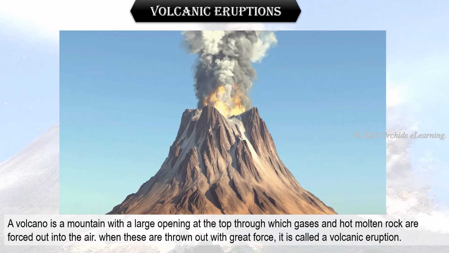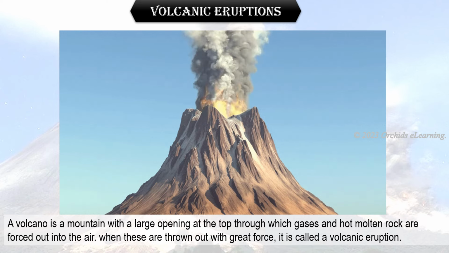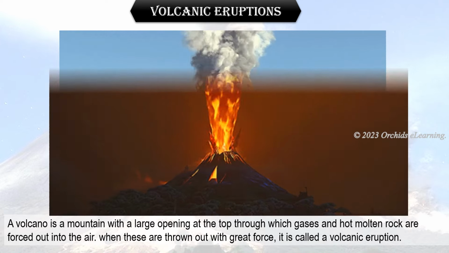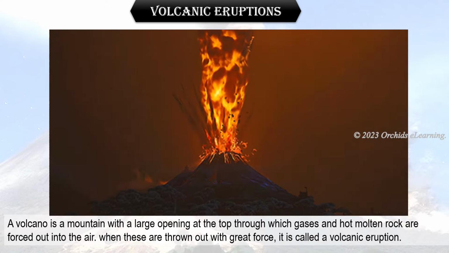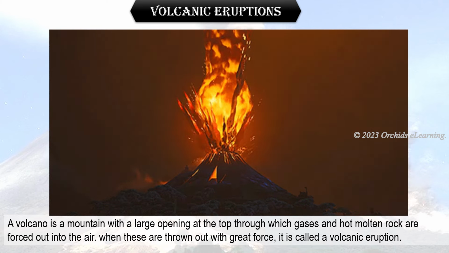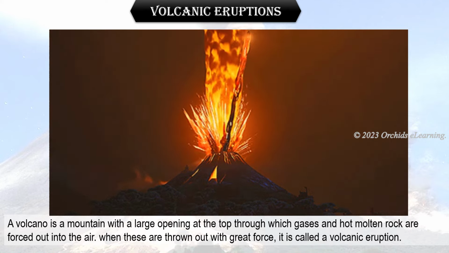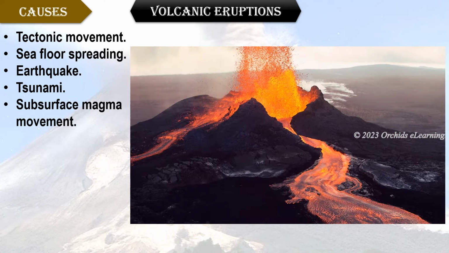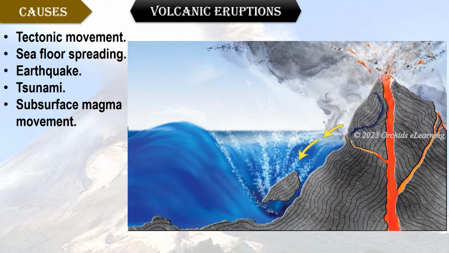Volcanic eruptions. A volcano is a mountain with a large opening at the top, through which gases and hot molten rock are forced out into the air. When these are thrown out with great force, it is called a volcanic eruption. Causes. Volcanic eruptions take place when the heat inside the earth creates huge pressure. The molten rock and gases burst out through weak cracks on the earth's surface called vents.